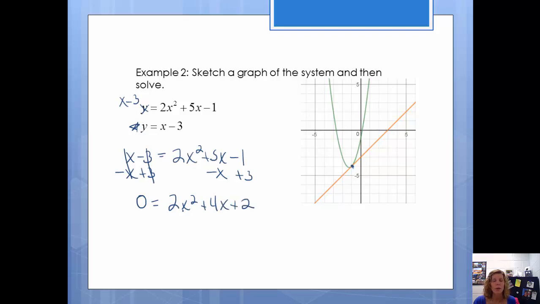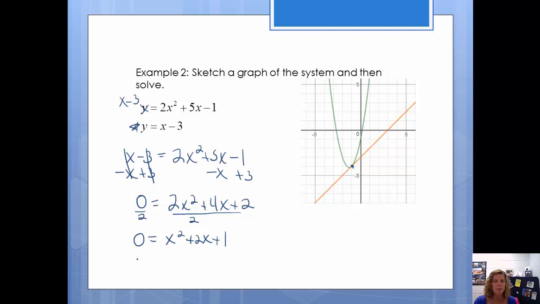Now again we could use the quadratic formula, which is totally fine, or we could go ahead and factor, which is actually what I'm going to do. But if I factor this, I'm going to do a little cheat step first. I notice that 2 goes into every part, so I'm going to divide both sides of my equation by 2. So I'm going to get 0 equals x squared plus 2x plus 1. Otherwise, we would have had trouble factoring that, and we would have needed to use the quadratic formula.